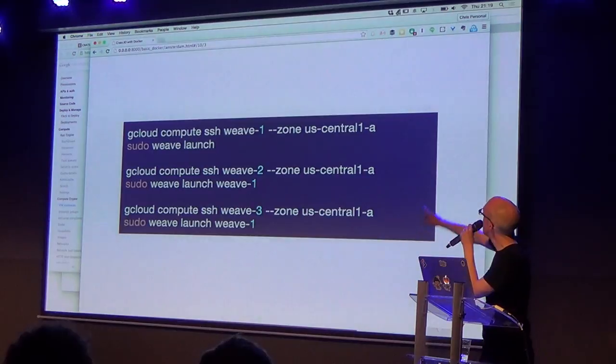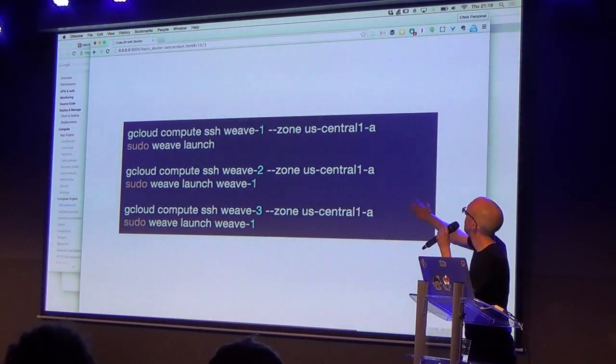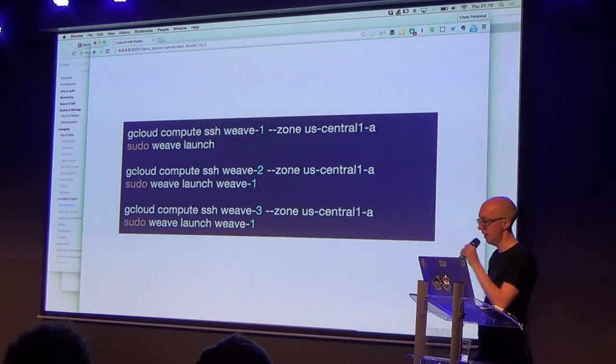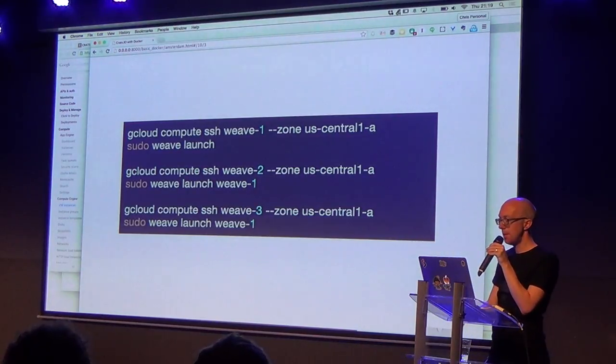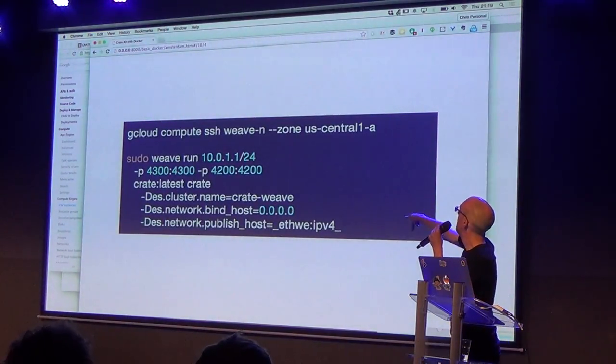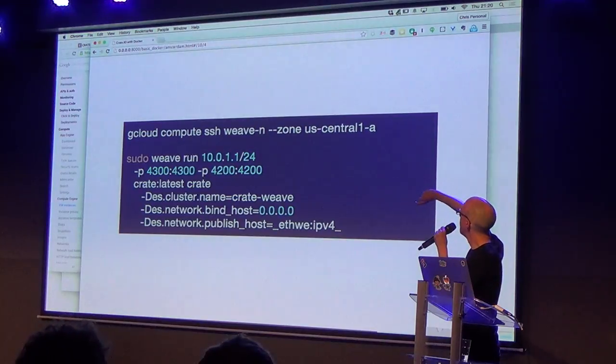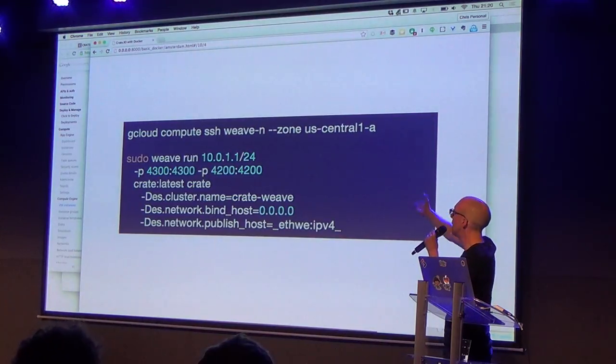So then we log into each machine and launch Weave, and then from subsequent launches we connect it to the initial one. So it's basically creating a kind of software networking layer. Then we start Crate. Most of this is familiar. Some of the syntax is slightly different. Weave sits on top of Docker, so theoretically you can use Weave to run most of your things and they communicate.